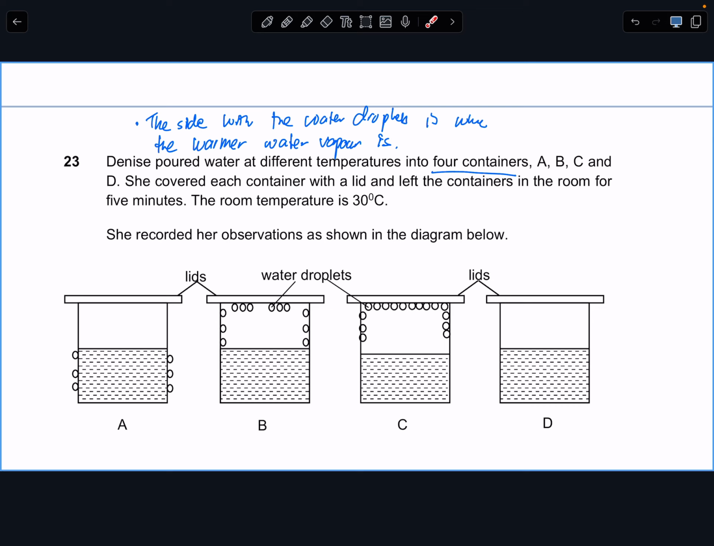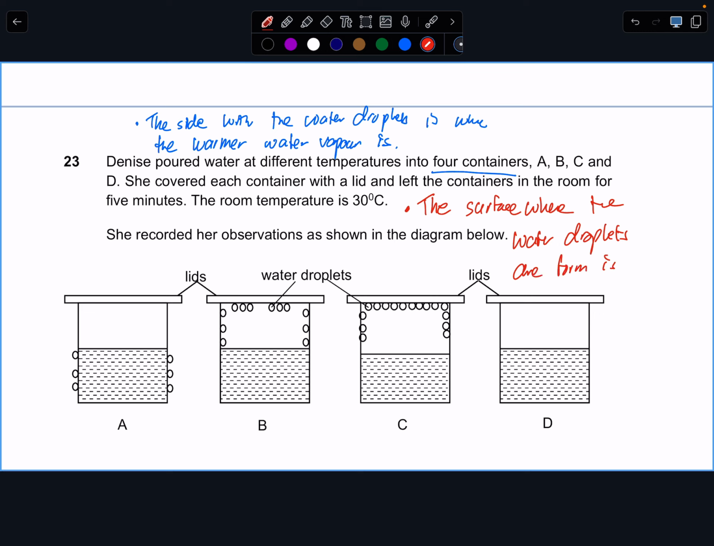One more time. To do this kind of question, the side that you find the water droplets is the side where the warmer water vapor is. Now, the next thing that is also important to note is that the surface where the water droplets can be found is the cooler surface. And this is the place where condensation has taken place.